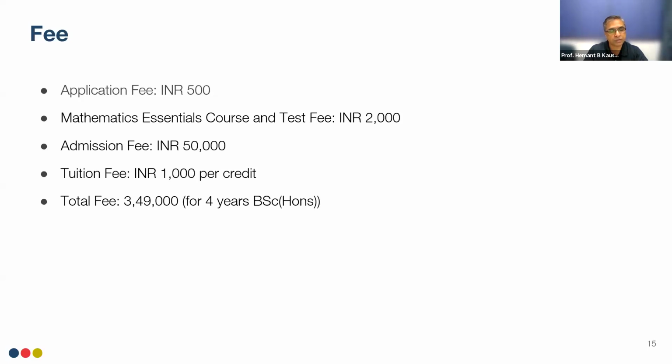For example, if you want to register for only one course that has 8 credits in trimester 1, you will pay only 8,000 rupees at that time. If you don't want to pay anything, then the program continuation fee of 5,000 you need to pay. Right? So this is how we have calculated.